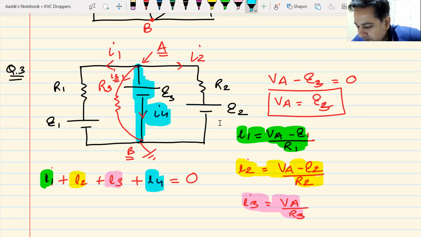This is one more branch. Here I've added a resistance just to make things different. Here there is one more branch, one more battery, and in between these two, I have one more battery. I've made a very complicated looking question. E1, R1, E2, R2, E3, R3, and I have R4 and I have E4.